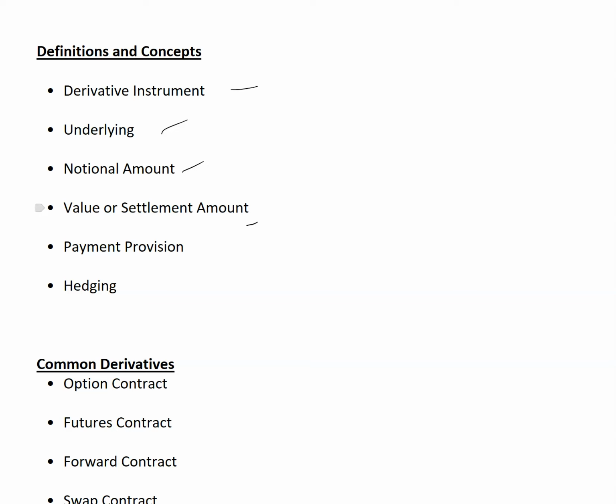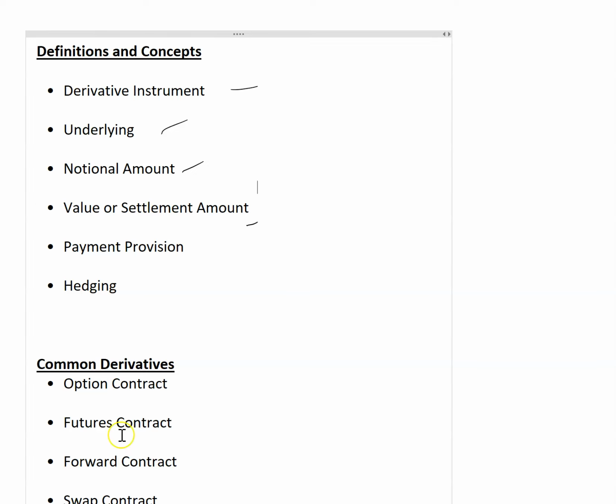Then it talked about the value or settlement amount. So for a derivative, we need to come up at the end with a settlement. The value or settlement amount of a derivative is the amount determined by the multiplication of the notional amount and the underlying. Right. For example, if you would like to come up with some settlement amount for a call option, of course, you need to see the price differences and how many shares you have as notional amount, and of course the stock price is your underlying.